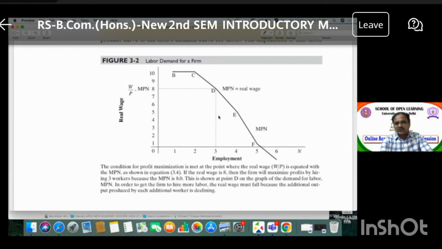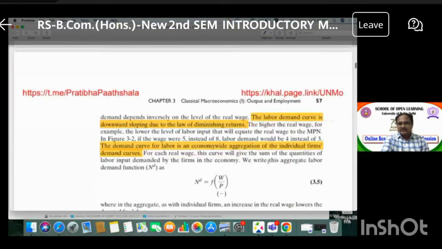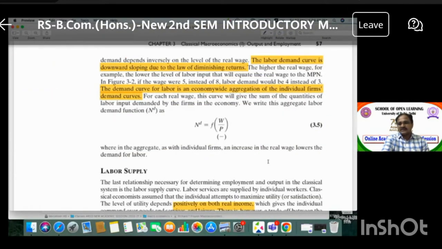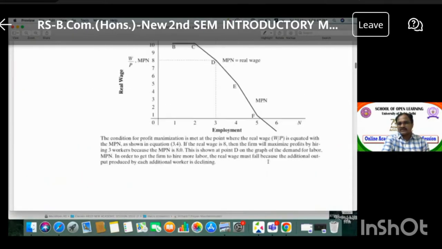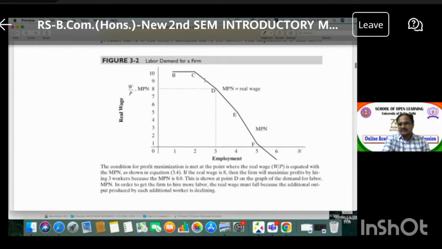Got the point? So the real wage rate and employment have a negative relationship. With more employment, the wage rate will automatically decline. With more employment, the output will automatically increase. After a certain level of labor, the output will diminish. I hope you students understand. So what is the slope of the labor demand curve? The slope of the labor demand curve is downward from left to right.